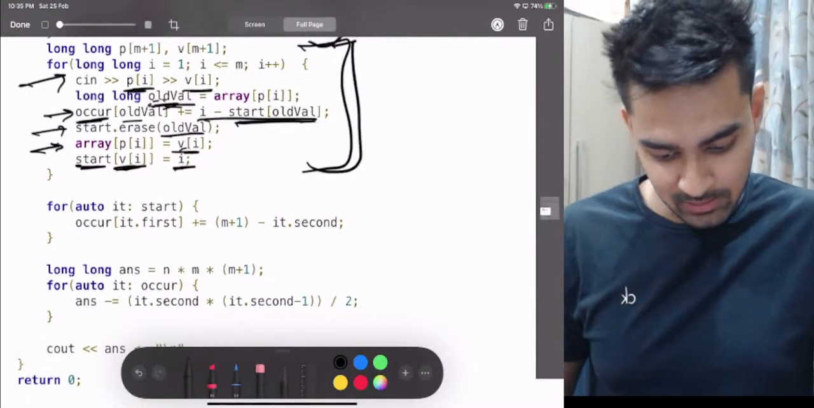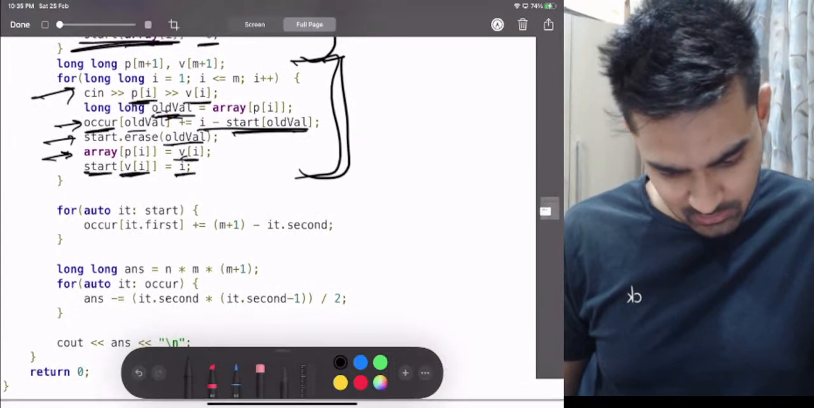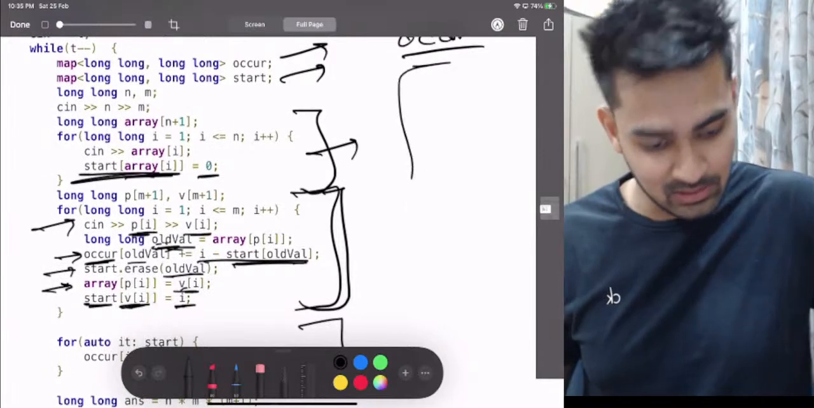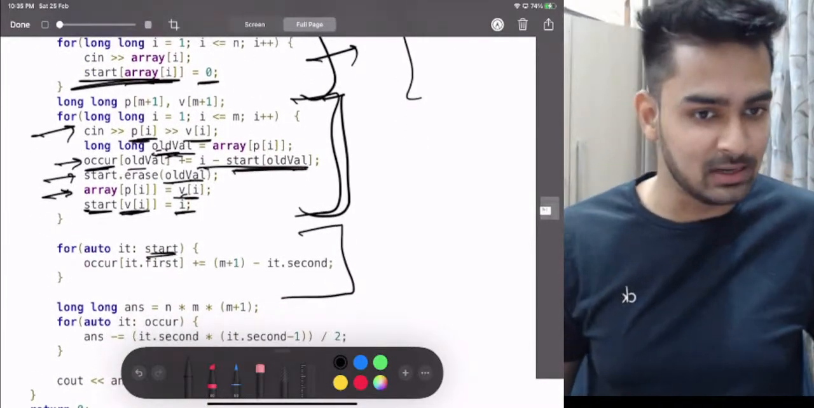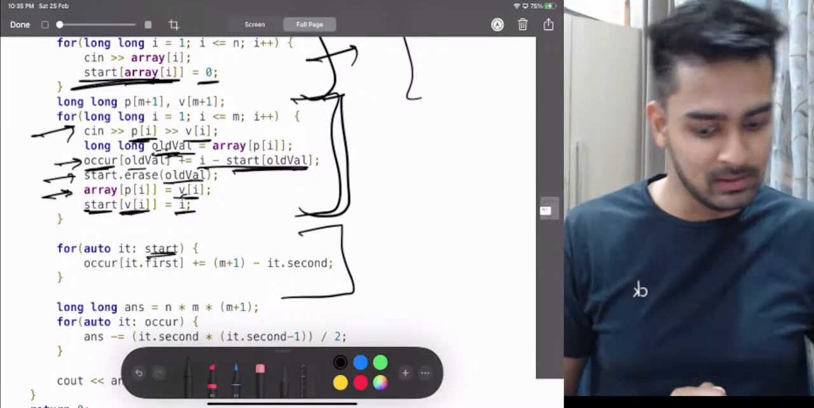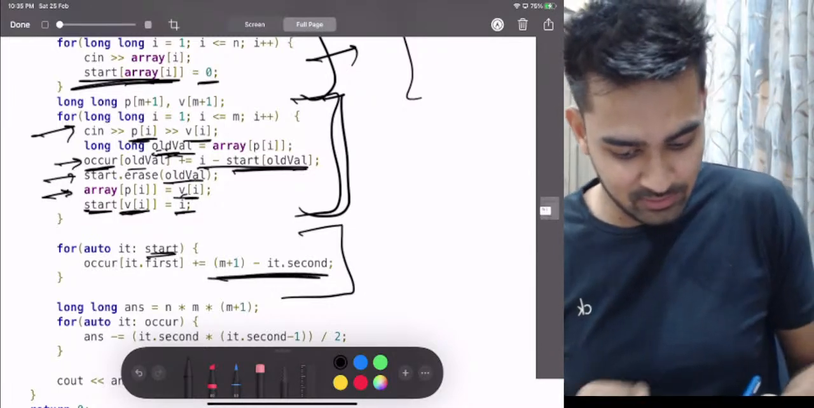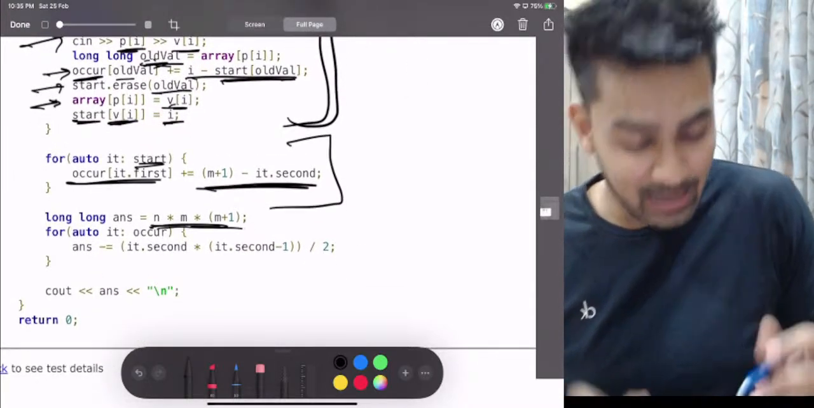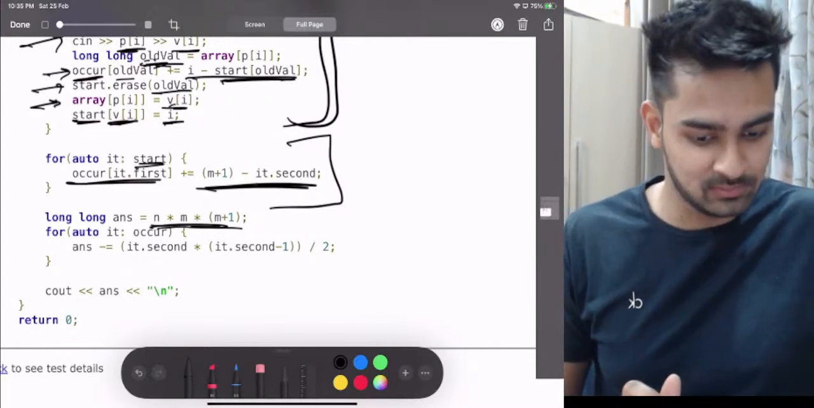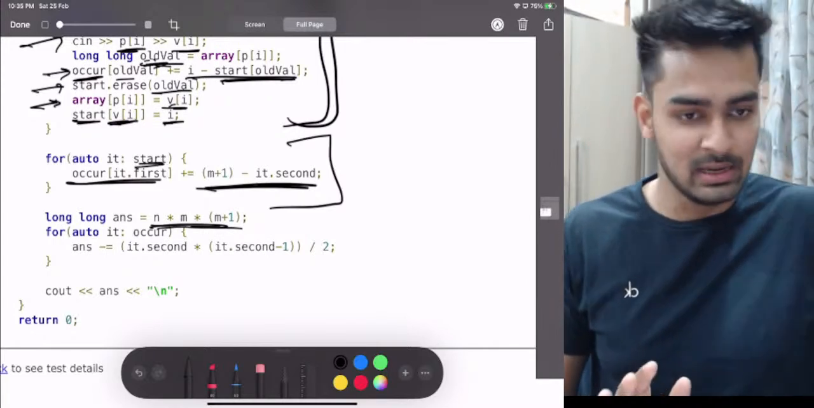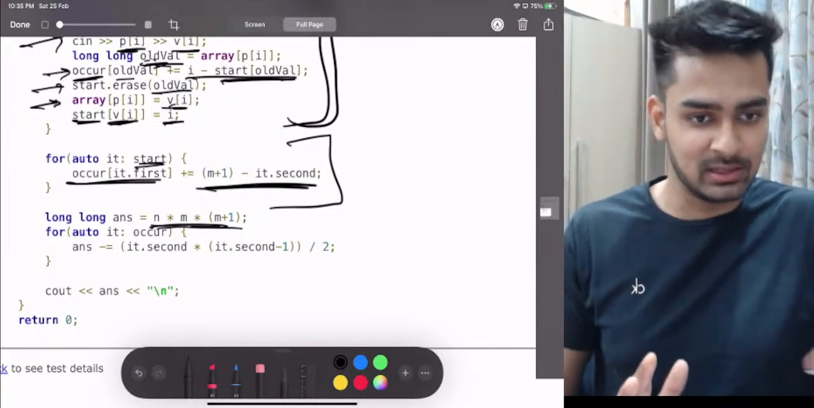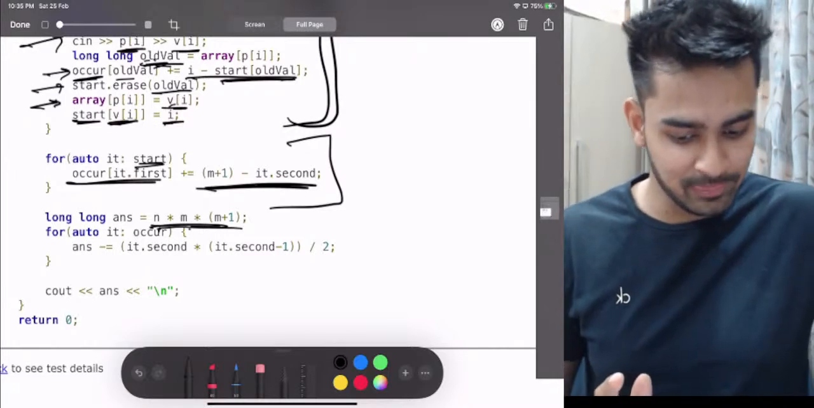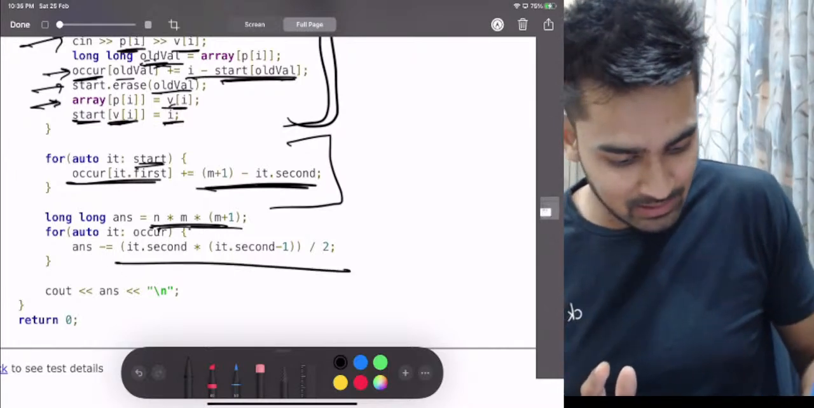After doing that, what am I doing? I'm starting a for loop for all the remaining values in the start, because they are coming from the starting only. So I need to count those values as well. So I add the occurrences of those values as well, and then this is the answer. The answer which does not take into consideration whether values were distinct or not, which was n times m plus 1, which we already counted. And then I just subtract nC2.